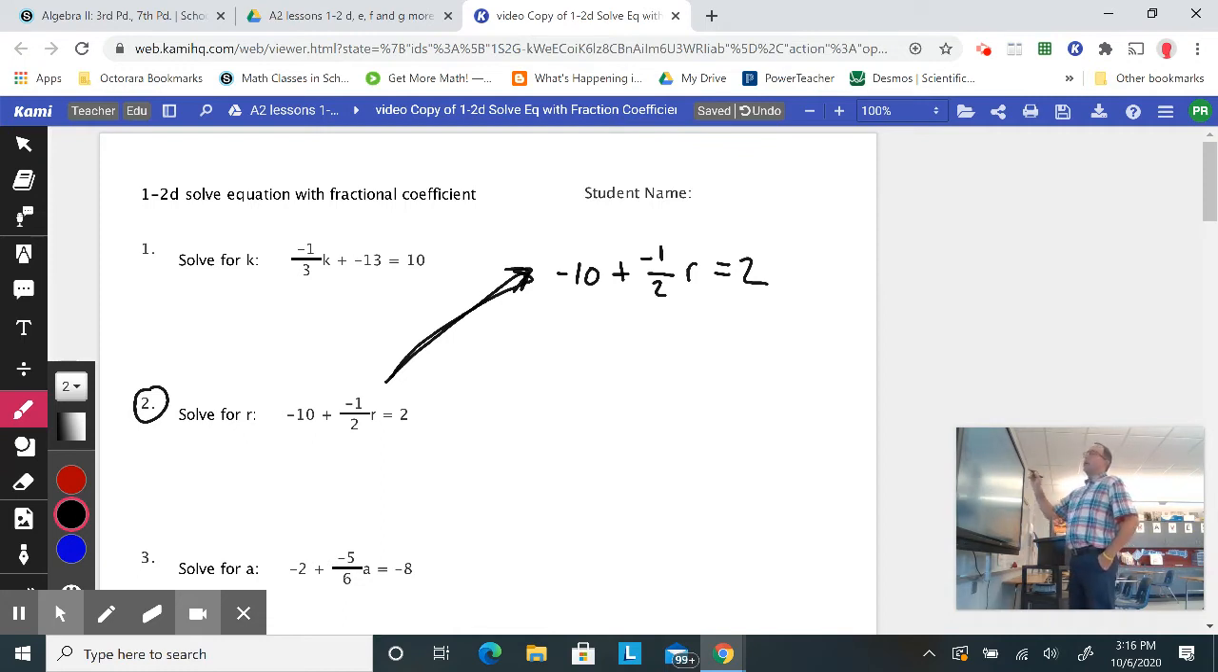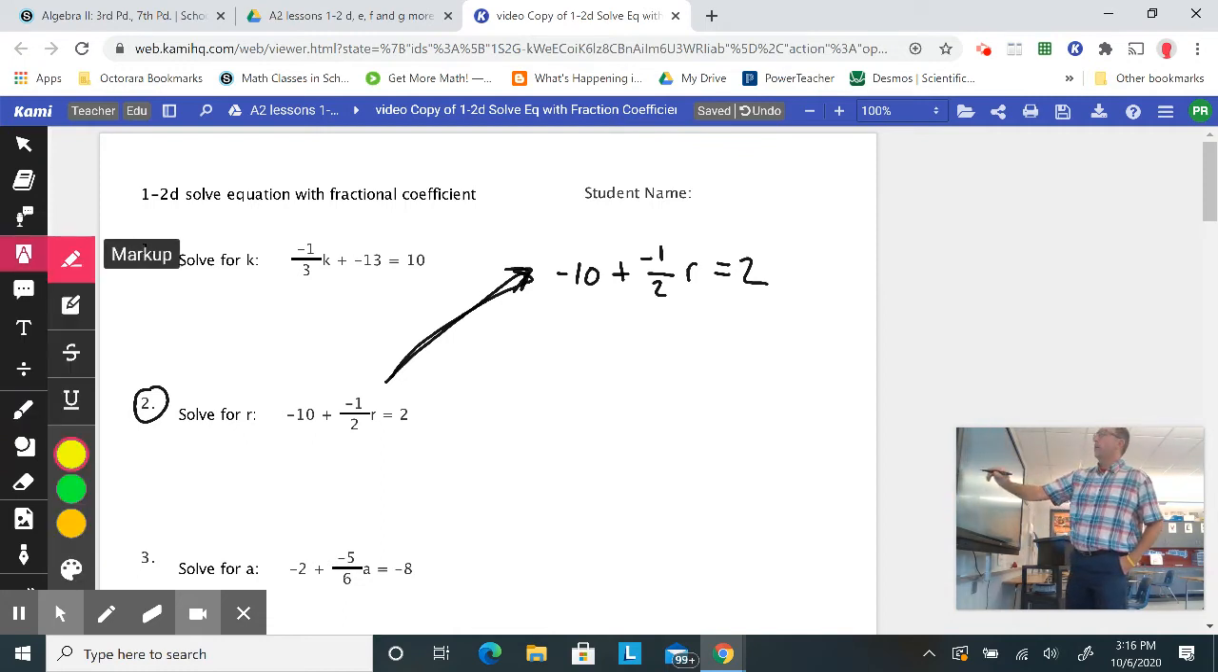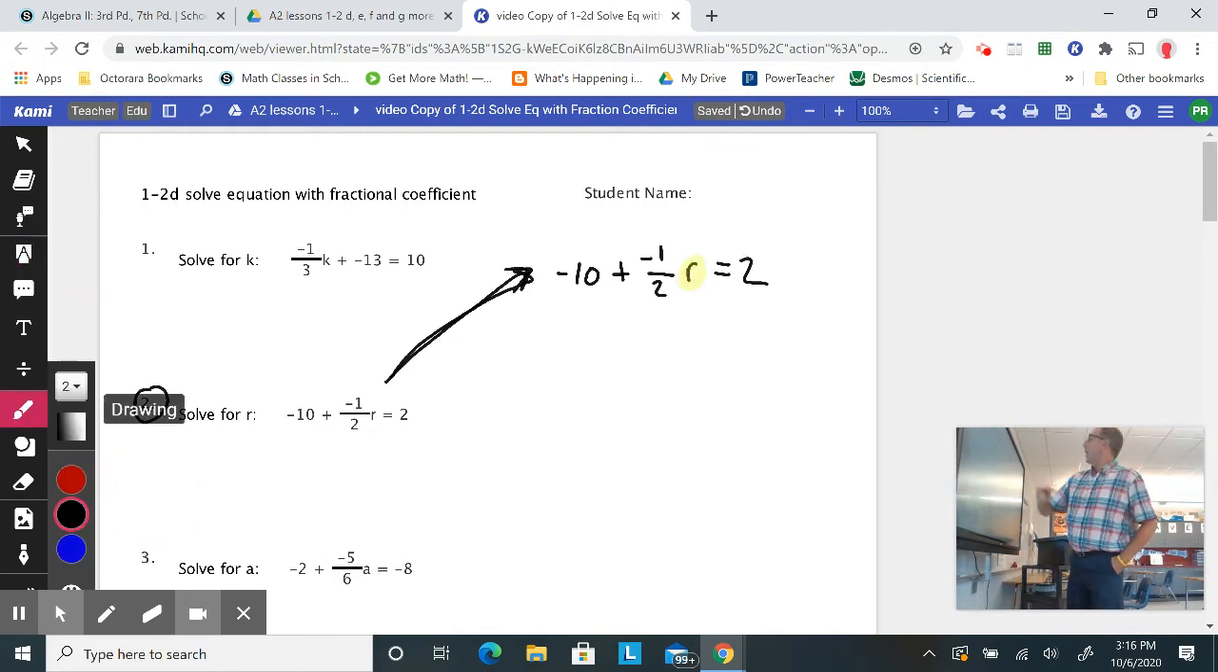I noticed the variable is an r, and I want to get the r by itself. I need to undo the operations in reverse order. So I'm going to get rid of adding -10. You could subtract -10, or subtracting -10 is the same as adding 10. So I'm just going to add 10 to both sides.